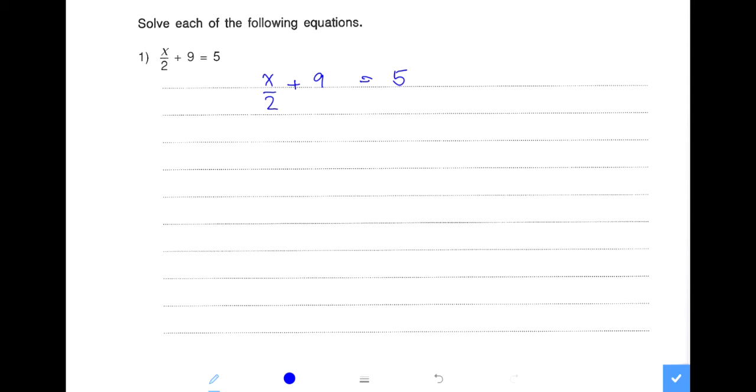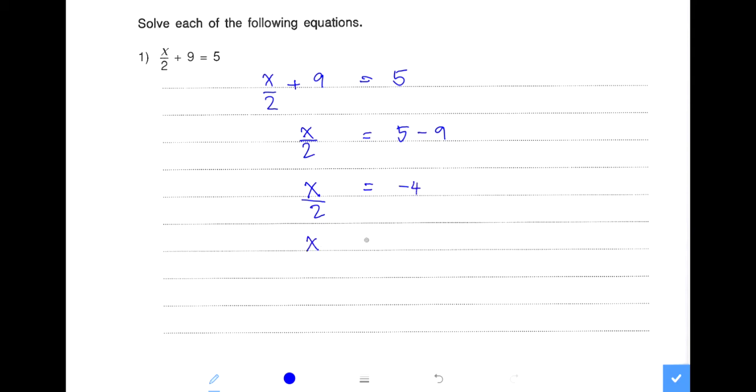So step number 1, you want to move the number away from x, right? You have number 2 and you have number 9. Number 9 is farther from x than number 2, so you want to move number 9 to the other side. The opposite of plus is minus. So you have x over 2 is minus 4.